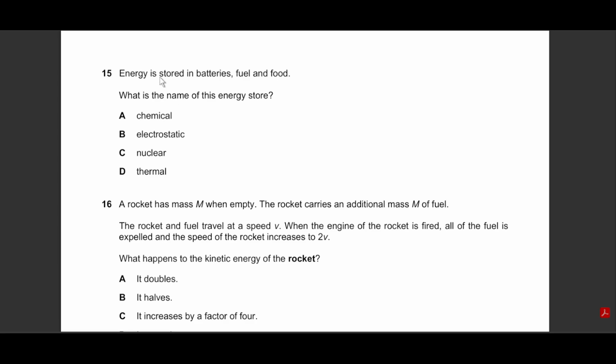Question 15. Energy stored in batteries, fuel, and chemicals. Which type of energy? This is chemical, and if we write it completely, this is chemical potential energy. Option A.